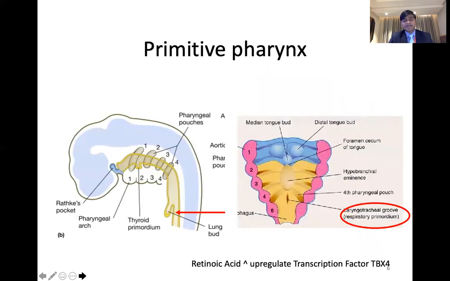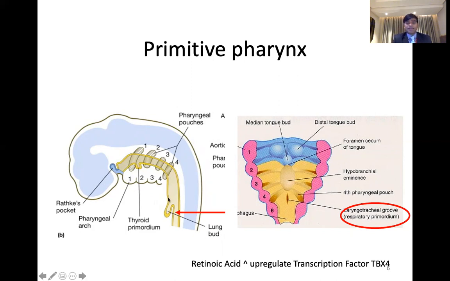From this respiratory diverticulum, if you can appreciate, there will be different structures developing, like the larynx, the trachea, the bronchi, the lungs, the parenchyma, etc. Now, in this diagram, at the 4th week of development, from the ventral aspect of the proximal part of the pharynx, or the proximal part of the foregut, or the proximal part of the pharyngeal gut, right?